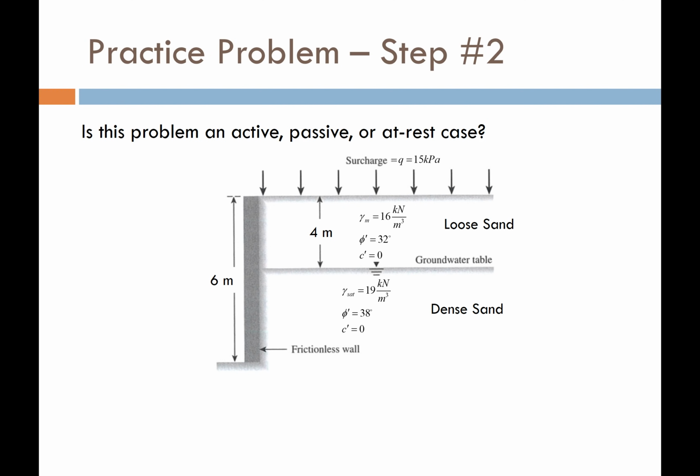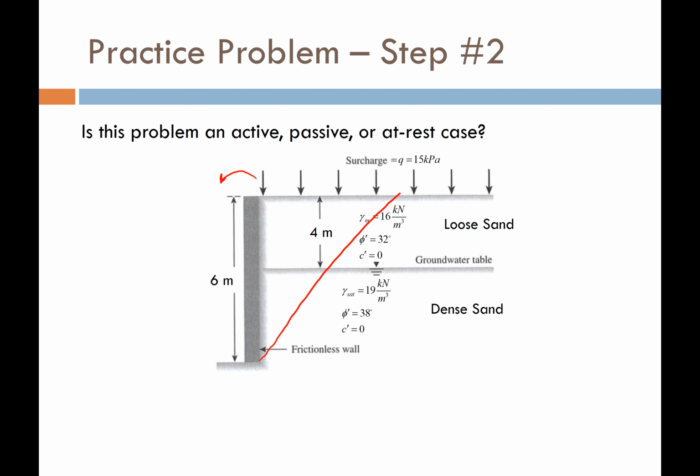Now step 2, we have to decide whether or not this problem is active, passive, or at rest. Now I know that this takes a little bit of practice to conceptually understand, but I want you to think about this. In this particular problem, is the wall rotating away from the soil, or is it rotating towards the soil? In order for the wall to be rotating towards the soil, there has to be an actual force or mechanism that's causing it to rotate. If the wall itself is just sitting there, then the only direction it's going to go is rotate outwards. And if it rotates outwards far enough, it's going to develop a shear plane behind it.